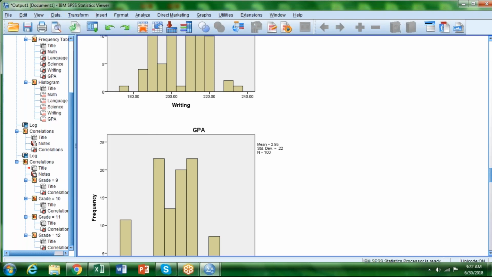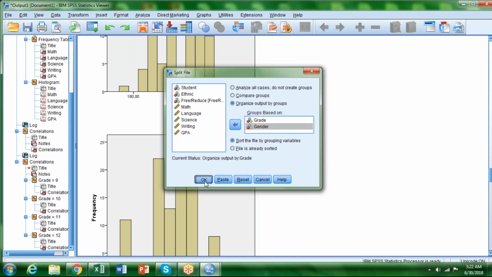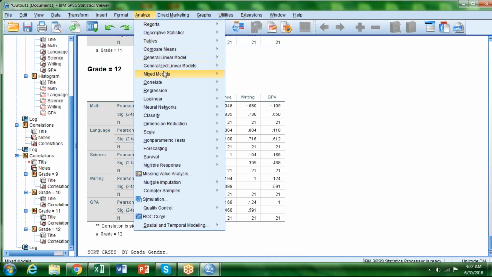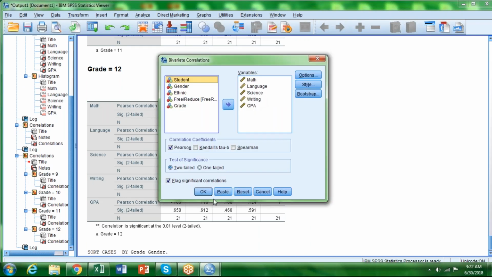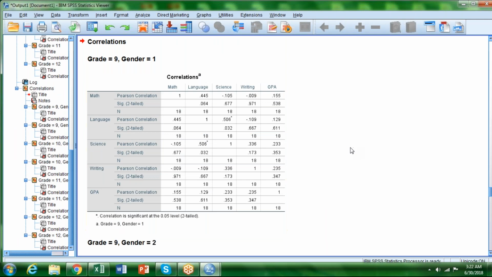Again, split the file, and we're looking at grade. Let's also look at gender and split each one by gender. So let's say OK. Let's run the same correlation again. Use the same variables. Say OK, and see what it gives us. It did split it by gender.